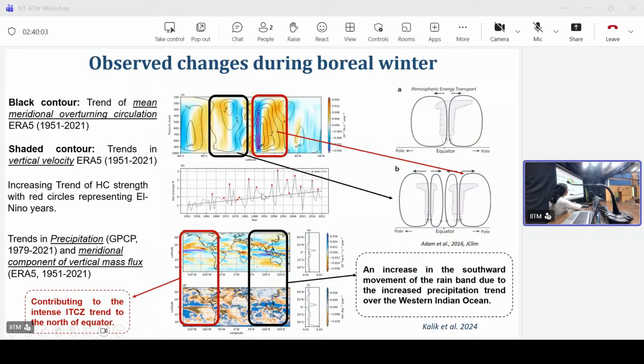So when we look into the observed changes of the Hadley circulation, we find that there is an intensification of the Hadley circulation, and we find there is a branch which is intensified. This is contributed by the Indian Ocean region, where we have these upward motions. And when we look into the long-term change of the Hadley cell, we find there is an intensification of the Hadley cell over the period of 60 to 70 years, analyzed from 1950. So this is again the rainfall trends, and when we look into the meridional vertical mass flux, the trend in the transport of energy, we can see that there is an increased transport over the East Equatorial Pacific and a decreased transport over the Indian Ocean region. So basically that shifts the rain bands.